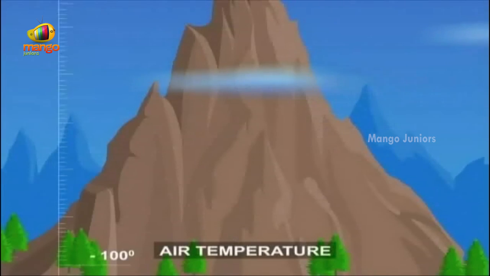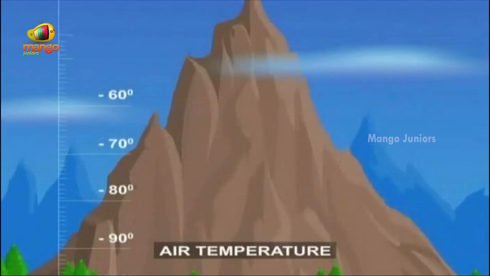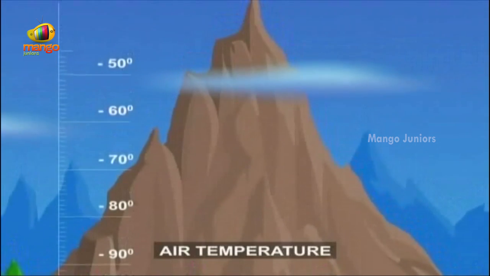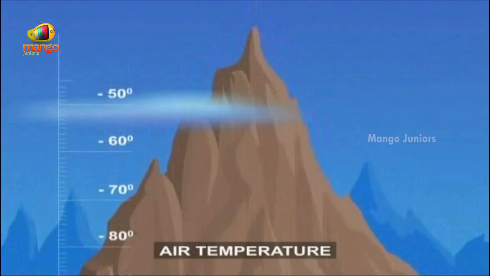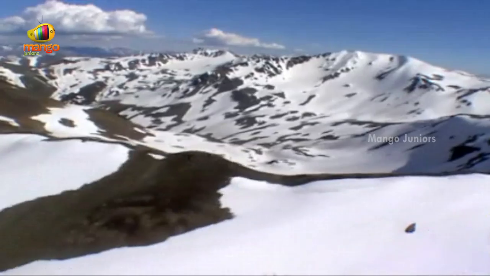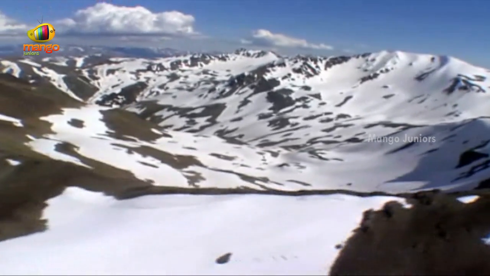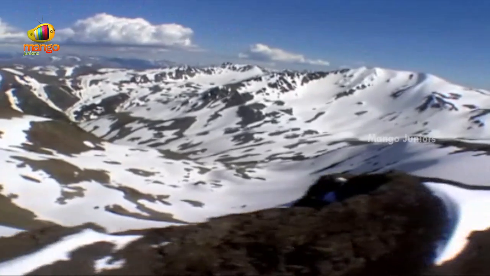As we move up the mountains, the air temperature starts to fall, and for every 110 meters climbed, there is a fall of 1 degree centigrade in the air temperature. As a result, the peaks of all the highest mountains, even in the tropics, are permanently covered with snow and ice.